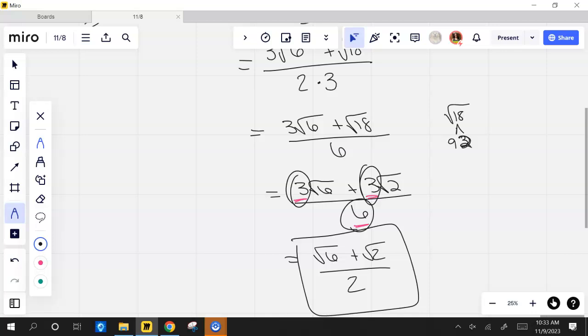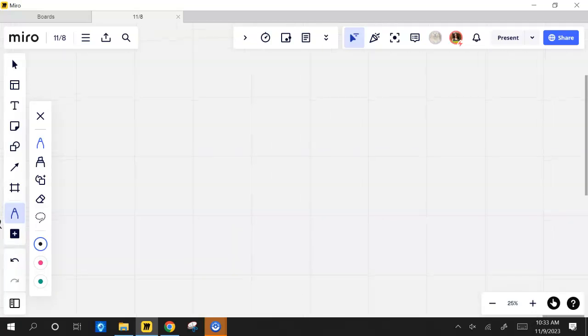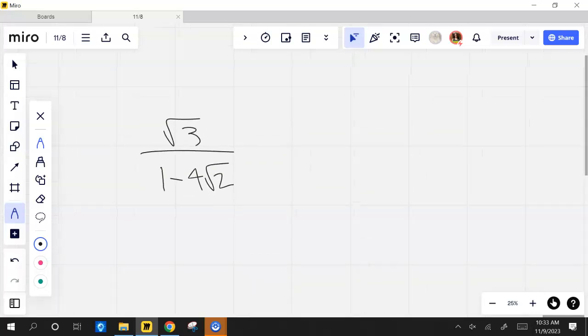Last little thing and I'll be done. We talked about this with complex numbers, but not necessarily with this type. Let's say I have the square root of 3 over 1 minus 4 square root of 2. And I need the radical out of the bottom. I can't just multiply by square root of 2 because there'd still be a radical down there, right?